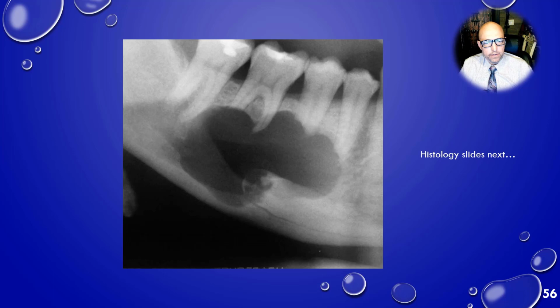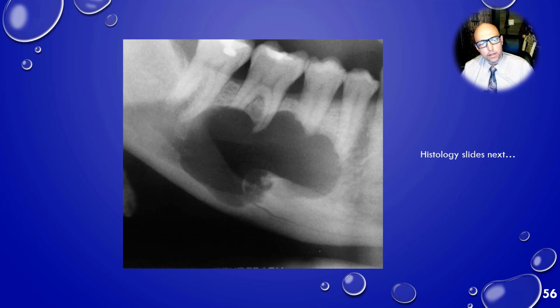Describe its effect on other structures. Hopefully you recognize well-defined. I would even go as far as saying corticated because parts of it are, but it's very, very strictly well-defined. And it's resorbing the roots of these teeth in a straight manner, following the curve of the lesion. Not much resorbed there, but these are the roots.